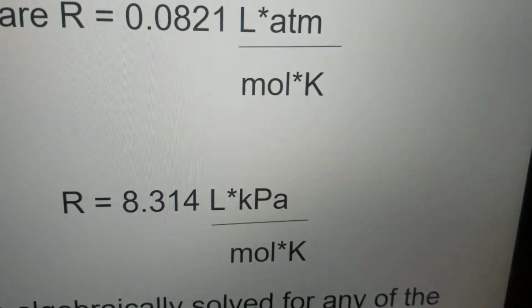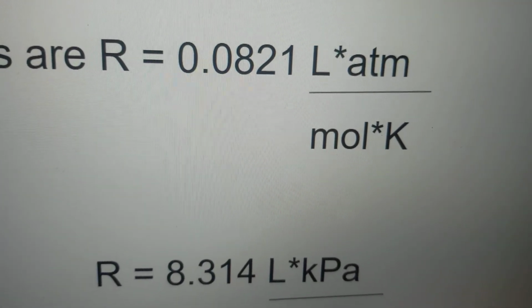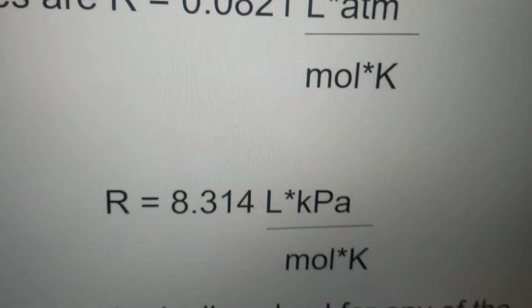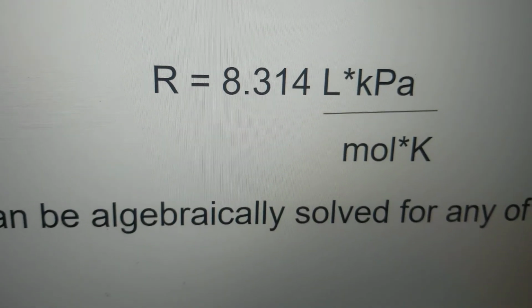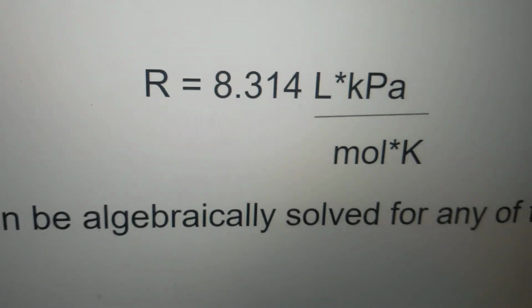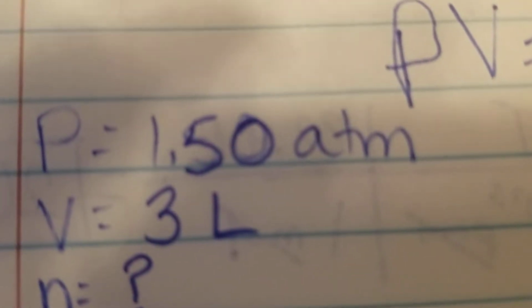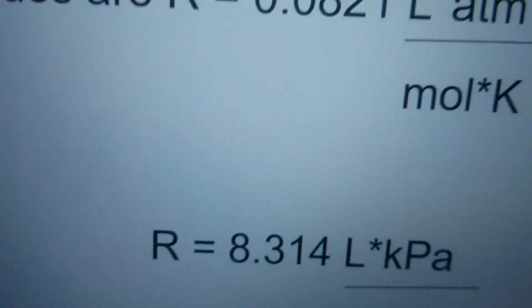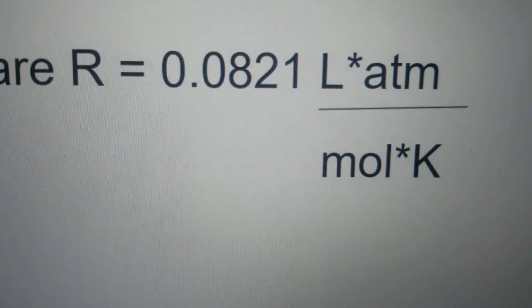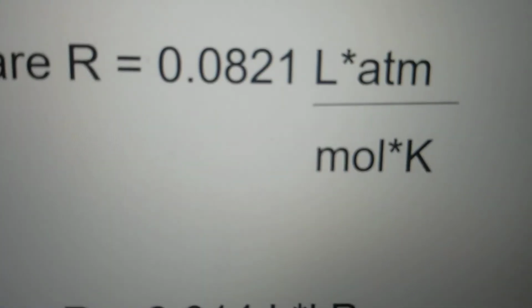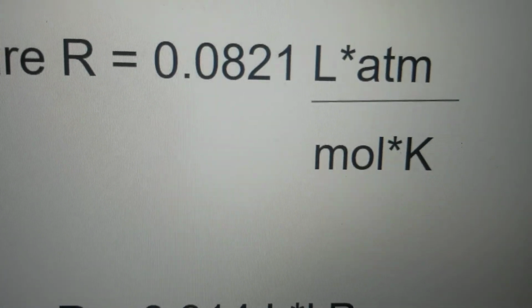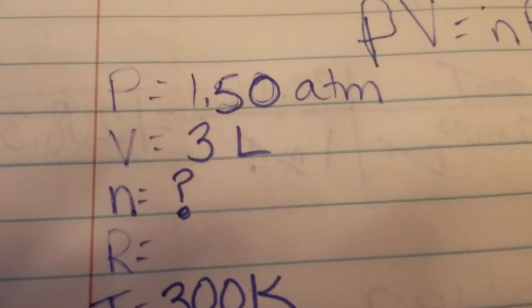Do you think you're going to use the one that has units of atm for pressure or the one that has units of kPa for pressure? Which one makes sense given the information that you are given? If you said that you are going to use this R value, you are correct. Why? Because the question tells you atm.